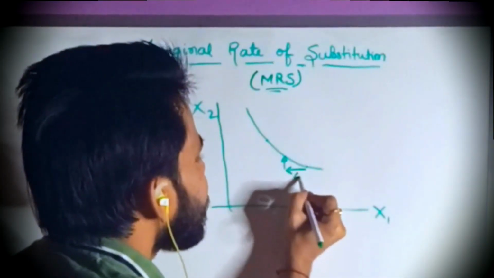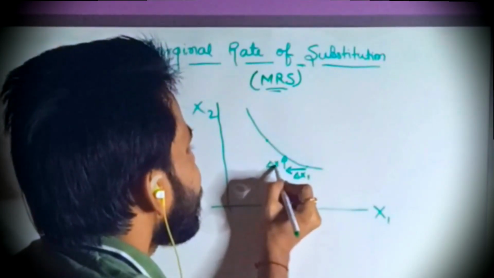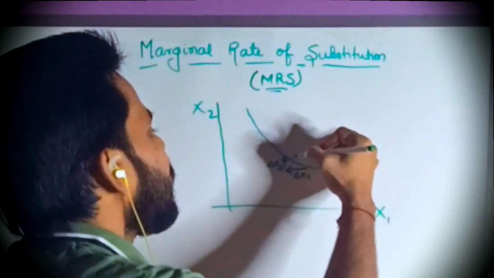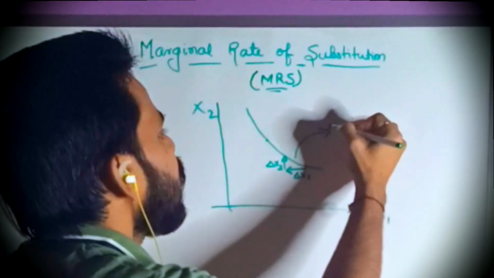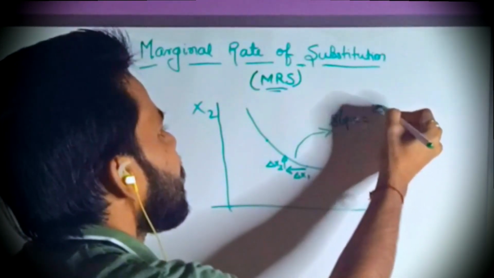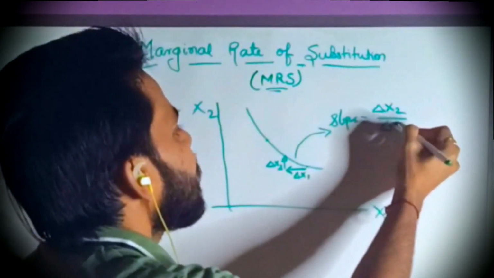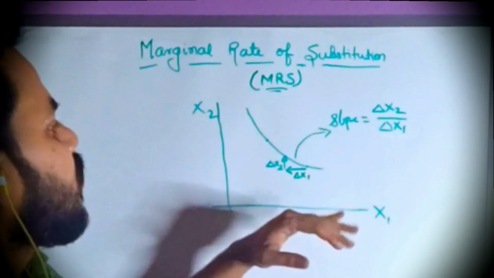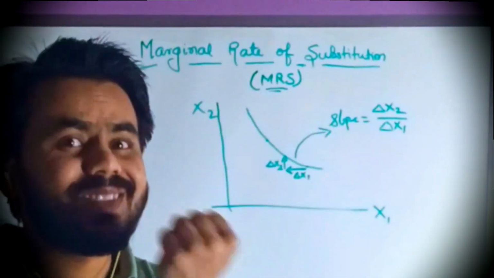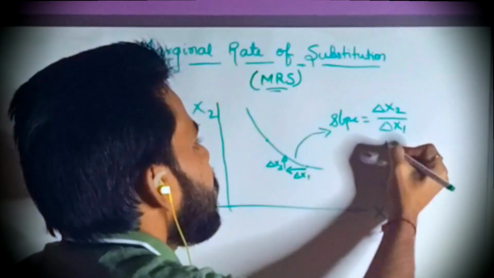So if you consider this as delta x1 and this as delta x2, you can think of the slope of this indifference curve as delta x2 upon delta x1. Now definitely over here I am talking about small changes, so I'll have to change this delta symbol to d.